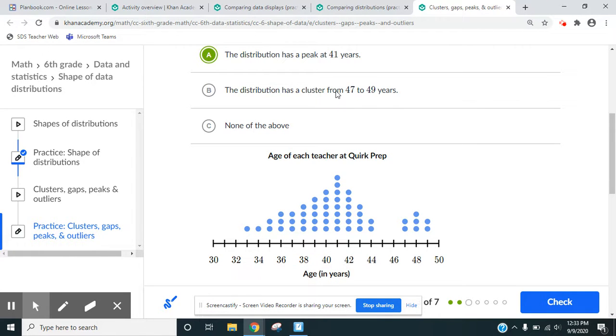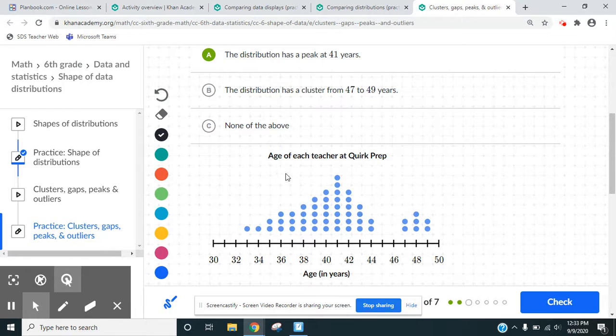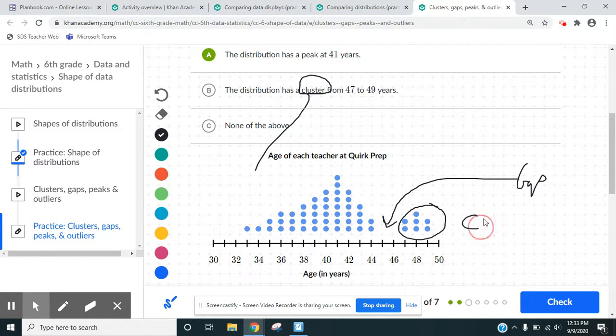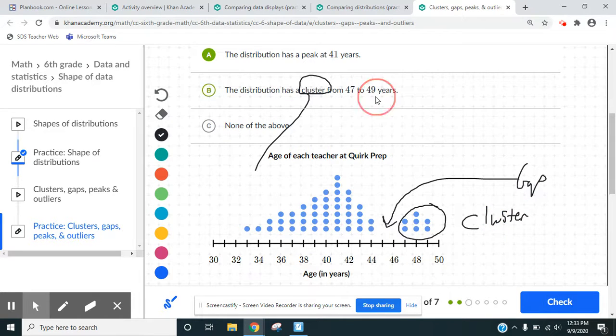How about letter B? The distribution has a cluster from 47 to 49. When they talk about a cluster, it's talking about a group that is away, separated by a gap, right? We can see right in here is a gap in between 44 and 47. That means after that gap, we have ourselves a cluster right here. So that is also correct.